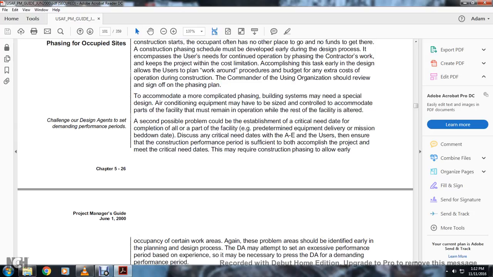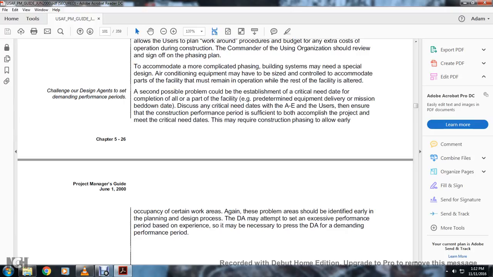The second possible problem can be the establishment of a critical needed date for the completion of all parts of the facility, predetermined equipment delivery, mission bed down date. To discuss any of the critical dates, meet with the architectural engineer and the user to ensure the construction performance period is sufficient for the accomplishment of the project and the critical need date. There must be construction phases that allow earlier occupancy of certain work areas. Again, the problem areas should be identified earlier in the planning and design process.